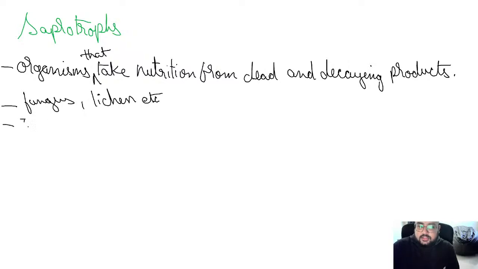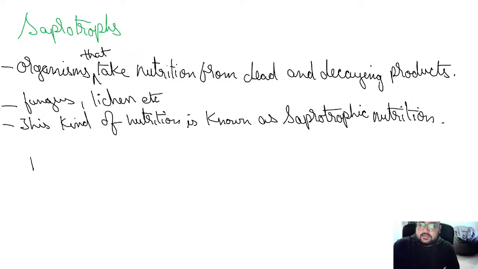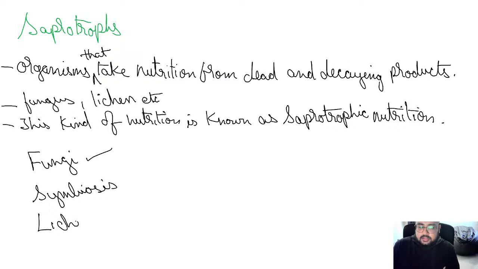Okay. So this kind of nutrition is known as saprotropic nutrition. Okay. So under this topic, we had to discuss fungus, that is fungi. We already did this. There is another topic known as symbiosis, and another topic called lichen. Okay. So these are the three topics we're going to discuss now.